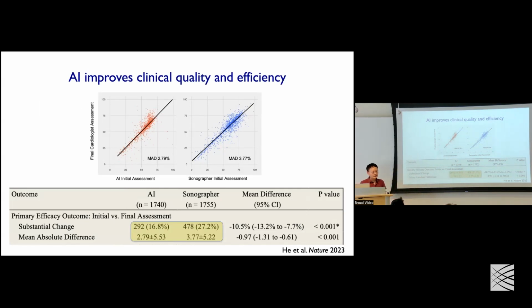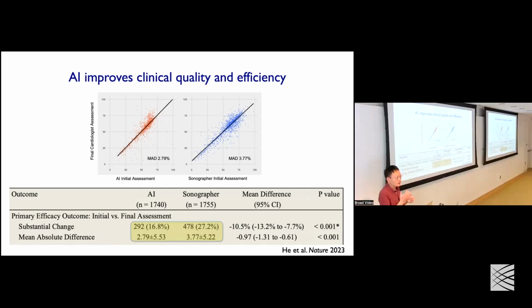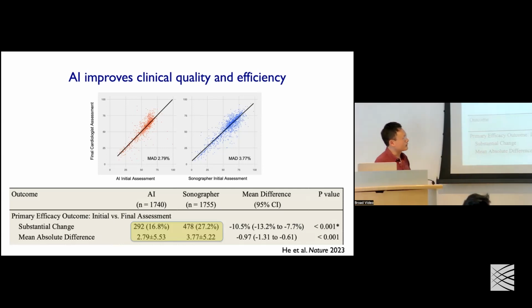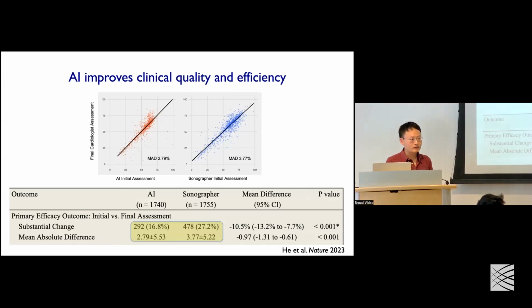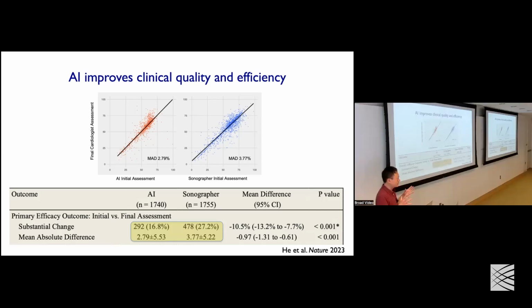One main readout we have is how much the cardiologists have to change compared to their initial assessment. That's measured in terms of absolute deviation. For the AI arm, the mean absolute deviation is less than 3%, which is quite low. Compared to the sonographer, the human arm, the mean absolute deviation is closer to 4%. This suggests that when they're looking at the readouts from the AI algorithm, the cardiologist ends up making substantially fewer modifications.